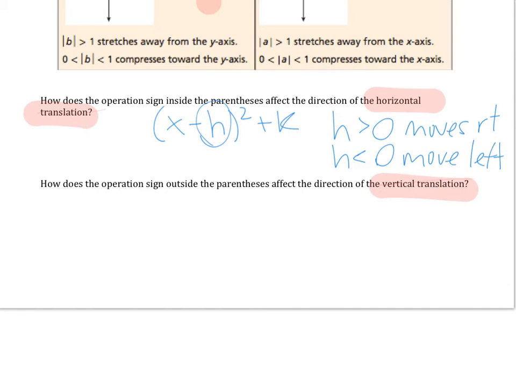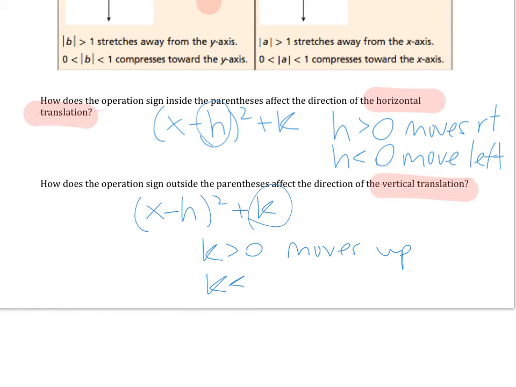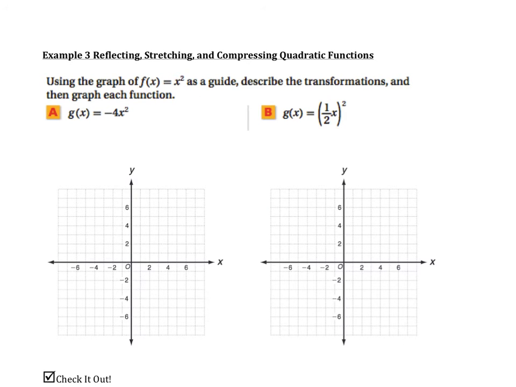And then if we talk about the vertical translation, that's our up and down. So that's our k. So if k is greater than 0, it moves it up. Less than 0, it moves down. Now we can focus on those stretches and compressions. Again, remember, outside.